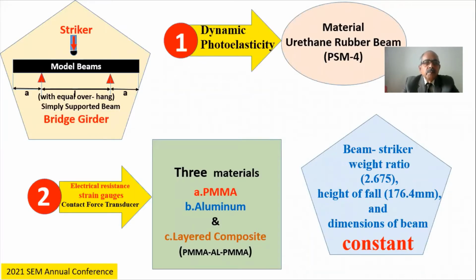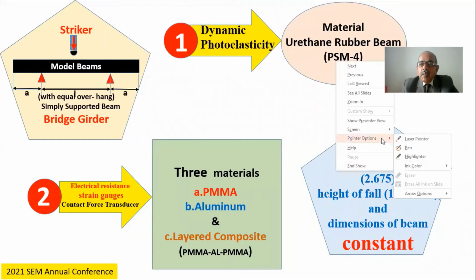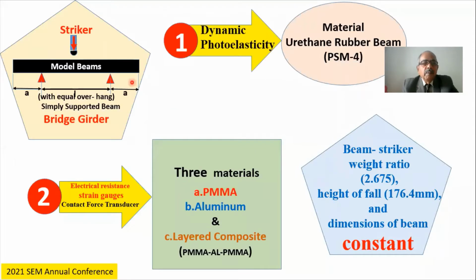In this case, two types of experiments were carried out. One is dynamic photoelasticity using the material urethane rubber PSM4, and a second set of experiments having electrical resistance strain gauges and a contact force transducer, where the beam is of different material. It may be PMMA, aluminum, or layered composites having PMMA, aluminum in between, and PMMA.